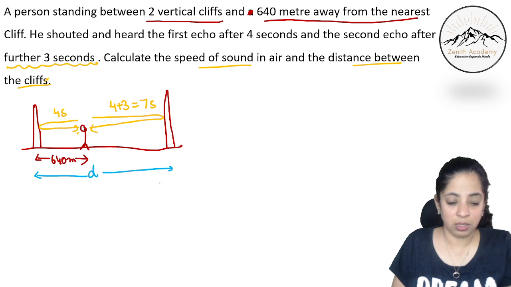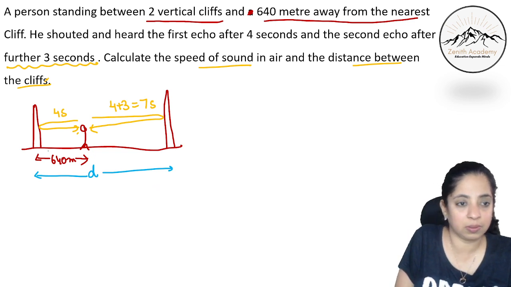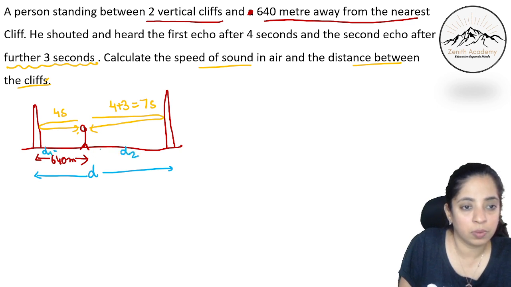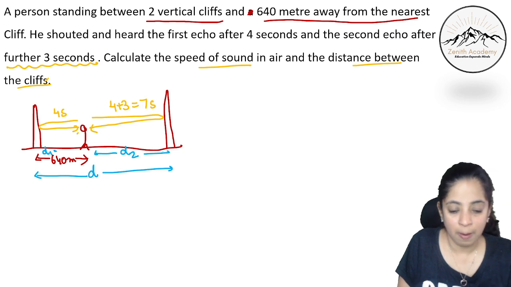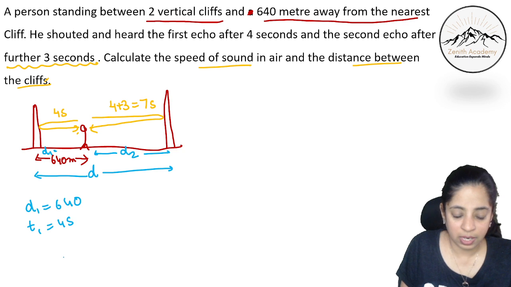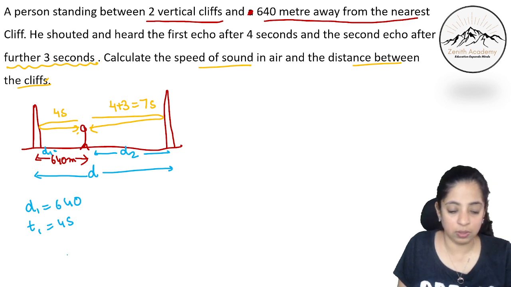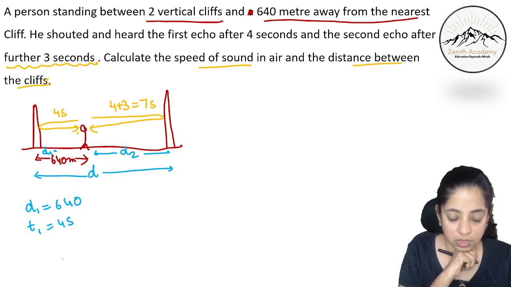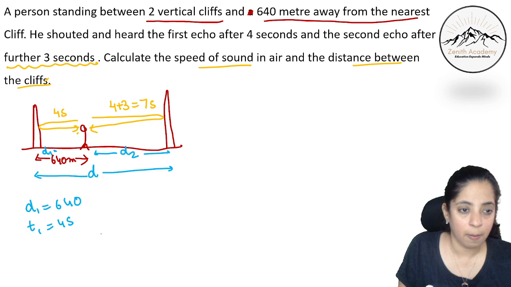Shall I explain now? Now d1 is 640, so this is distance 1, this is distance 2, and from here to here this is distance 2. So first we will see distance 1 is 640, time 1 is 4 seconds, right? So first we will find out this distance. See, so the velocity we can find out from this.